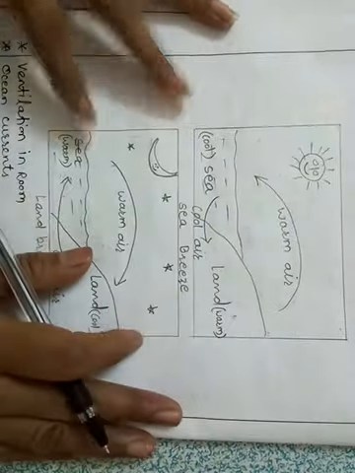Then we will see the examples of convection. The first example is land breeze and sea breeze. So what is land breeze and sea breeze?